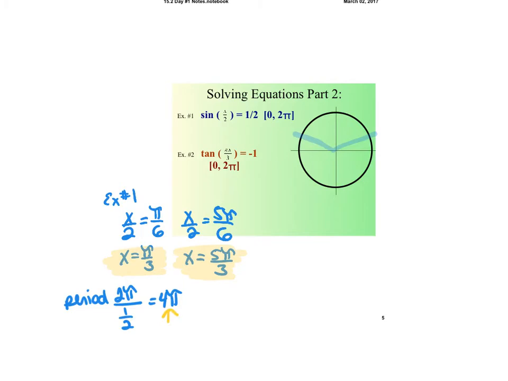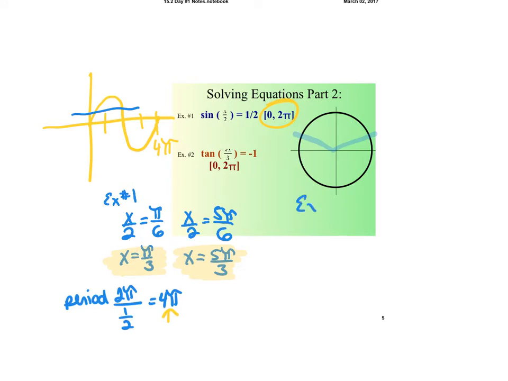So if I were to add the period onto those two answers, I'd be way outside the bounds of 0 to 2 pi. Okay, the other way to think about this is if I were to graph the sine function, which had a period of 4 pi, it would look something like this, right? And I'm trying to see where that function is equal to 1/2. Well, if you were to graph it, the sine function is only equal to 1/2 in 2 places. So the first 2 answers that I found were enough.